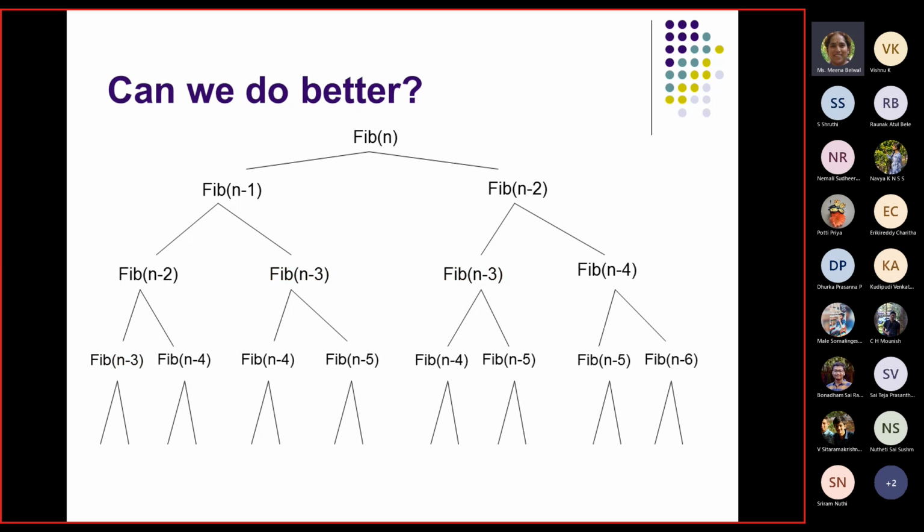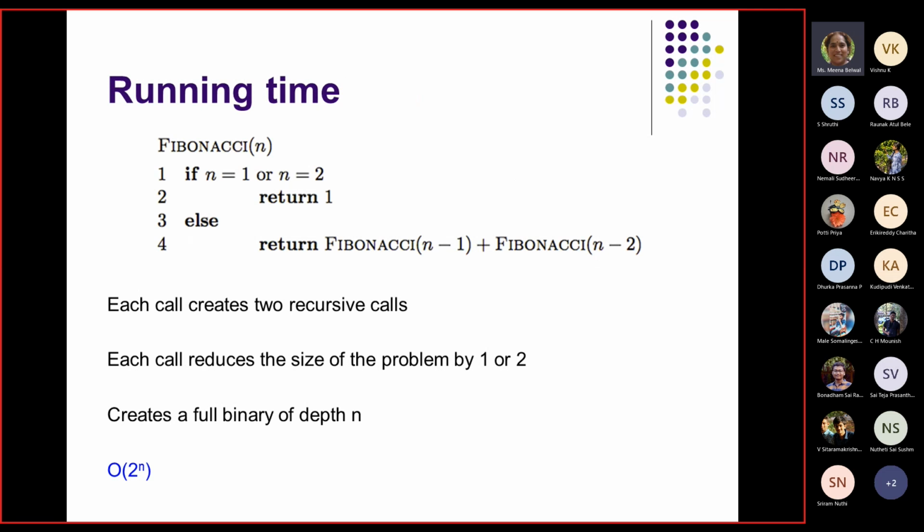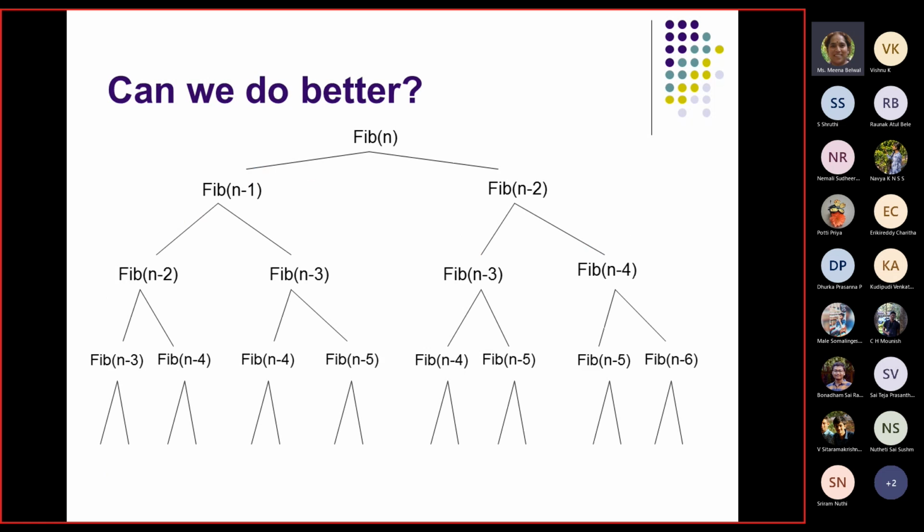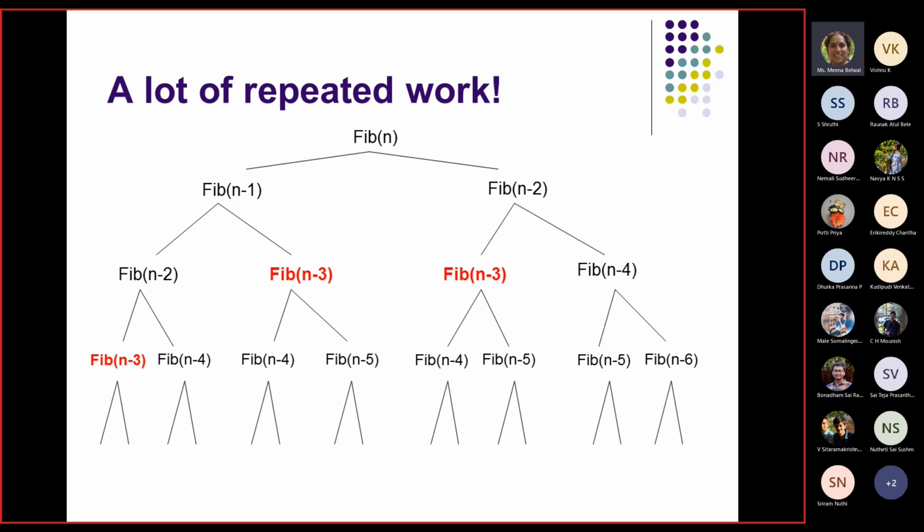Can we do better? We have another solution also. How will you do better? We understand that if I solve it like this, I get a complete full binary tree of depth n, and I cannot avoid the complexity of O(2 to the power of n). And you know that there is a lot of repeated work. So we don't want to do that repeated work. The solution is very simple.